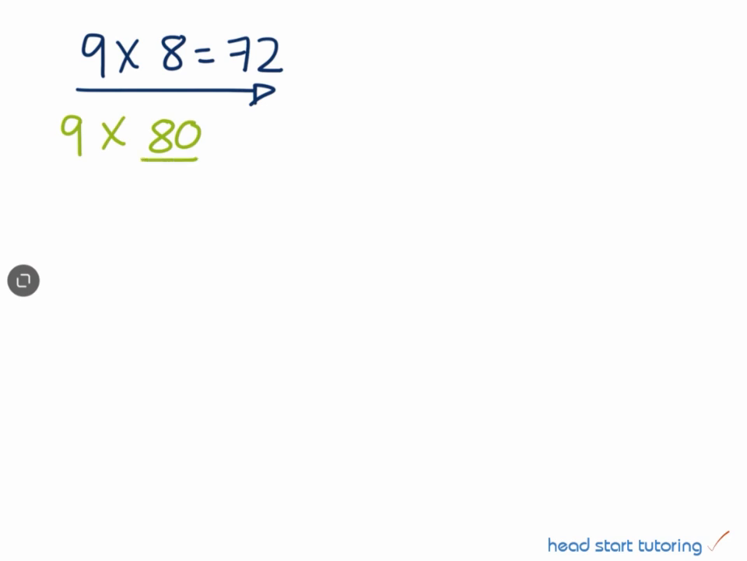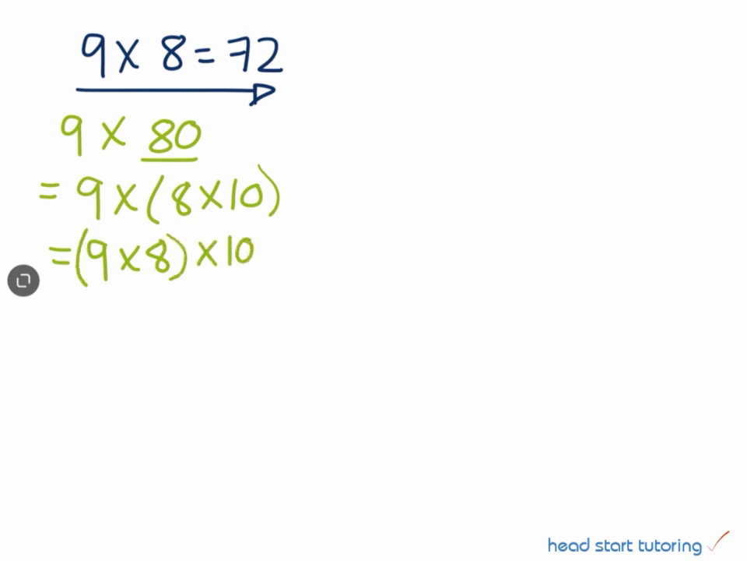I can rewrite this 9 times 80 as 9 times 8 times 10. But because we know that with multiplication we can use any sort of order, I can actually say 9 times 8 and then multiply it by 10. So 9 multiplied by 8, which I saw at the top, is equal to 72, and I times 72 by 10 to give me an answer of 720, because multiplying by 10 is always very simple. When it's a whole number, you just add a 0 at the end.